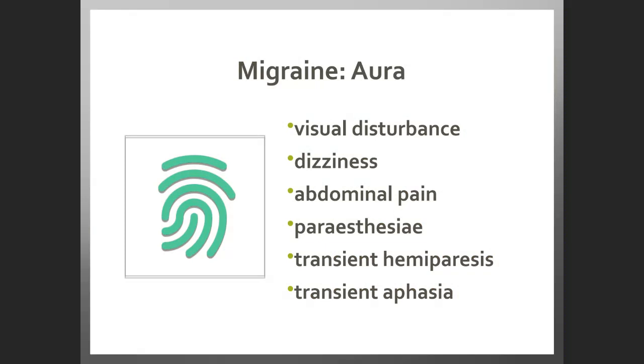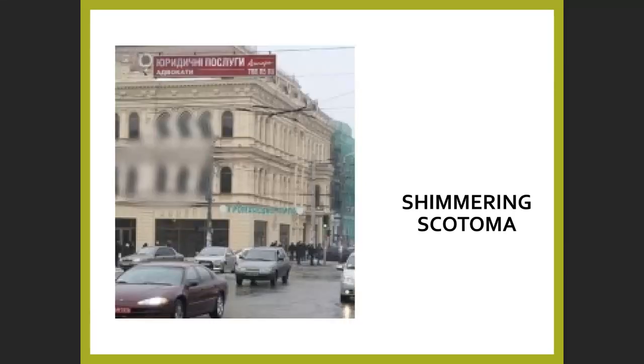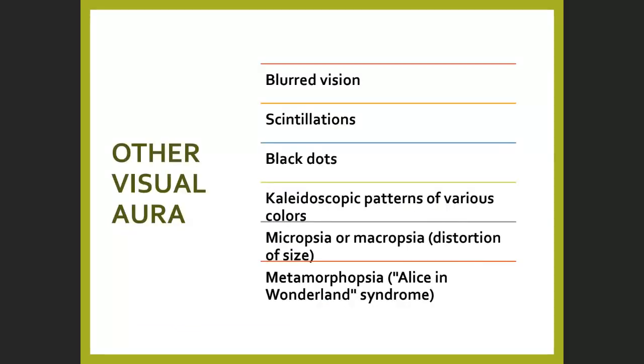So as we said, the commonest auras are visual, but you may have dizziness, abdominal pain, paresthesia, transient hemiparesis, and transient aphasia. These are just some representations of common visual auras, including fortification spectra, scintillating scotomas, shimmering scotomas, visual field loss. And there are other ones which include black dots, kaleidoscopic patterns of various dots, of various colors, or distortion of size, appearing smaller than reality or larger than reality, so micropsia or macropsia, and also images appearing inverted, metamorphopsia, the so-called Alice in Wonderland syndrome.